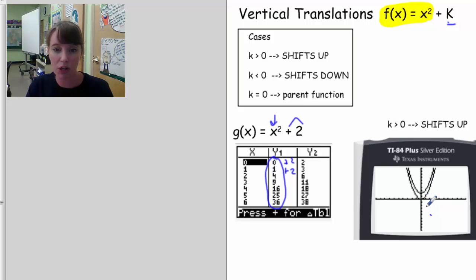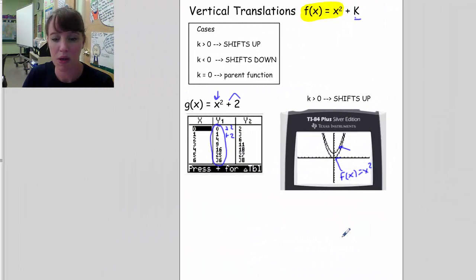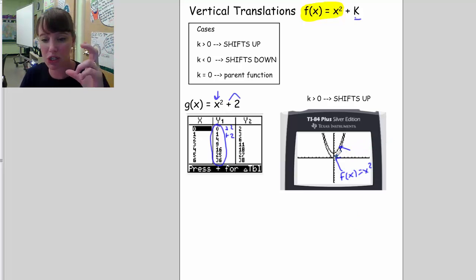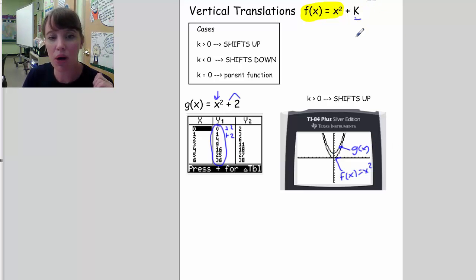So your old parent function, this right here, is f of x is equal to x squared. And this one that's inside here, it's the identical shape. So it's identical shape, but it is just translated upward. And translation is just a slide. So this is your g of x right here. Okay. Now you'll notice this happens when k is greater than 0. It shifts upward. But if k is less than 0, meaning it's negative, then it will shift downward. So if it's x squared minus something, it will shift downward. If k is equal to 0, well, then you have the parent function.